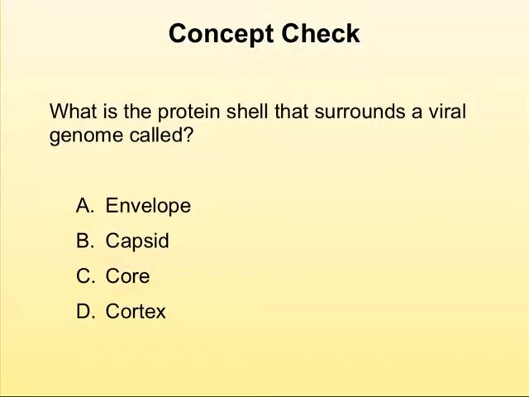Let's have a quick concept check. What is the protein shell that surrounds a viral genome called? Is it an envelope, a capsid, a core, or a cortex? Well, I think this one's pretty straightforward. We're only dealing with envelope and capsid, and the capsid is the only one that's protein.